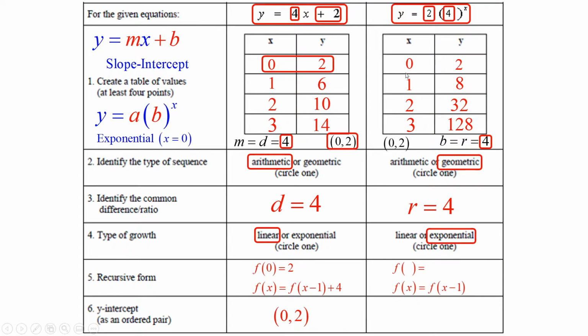Here we go, let's fill in the blanks. Look at your table. F of 0 is 2, and then f of x equals f of x minus 1. And then what's my pattern of change? What did I do to the previous term every time? I multiplied by 4, times 4. And then my y-intercept, well, let's give it right here at the table. We already talked about that, 0, 2.